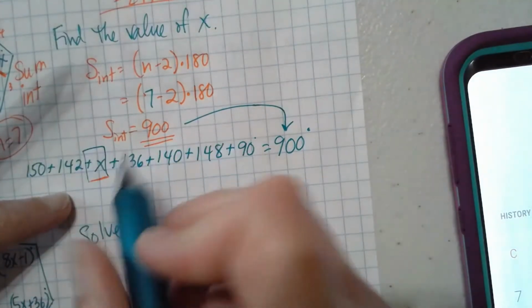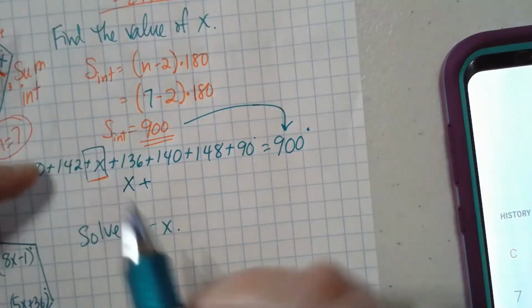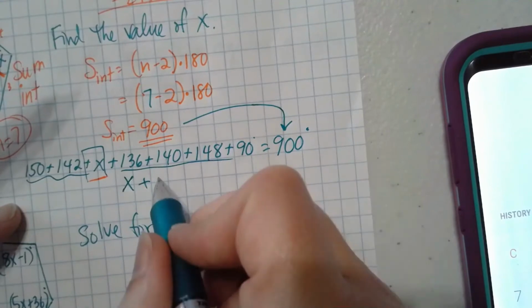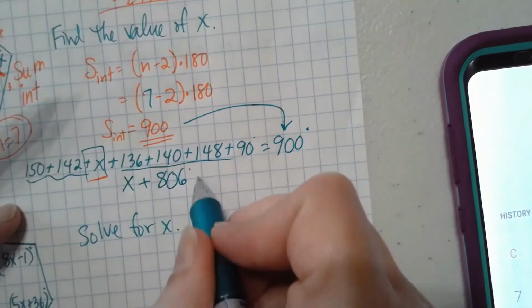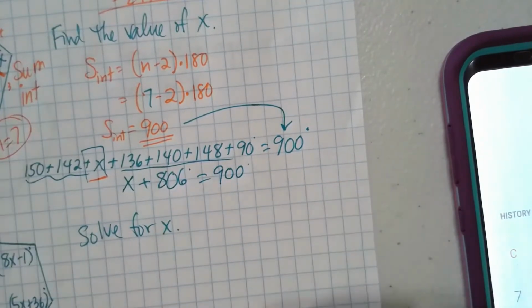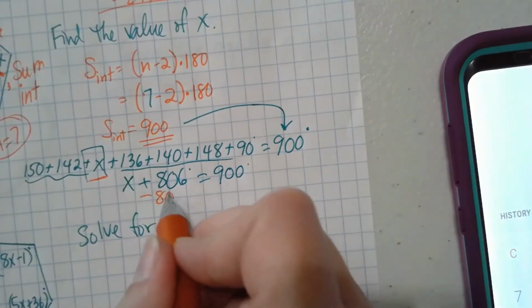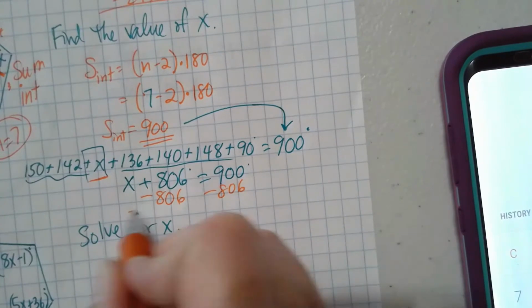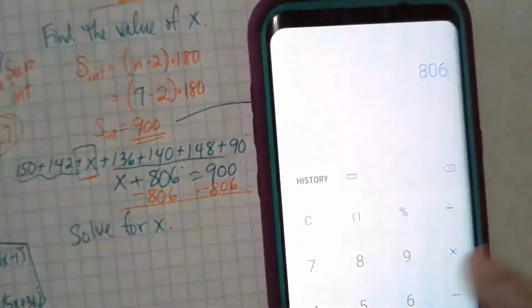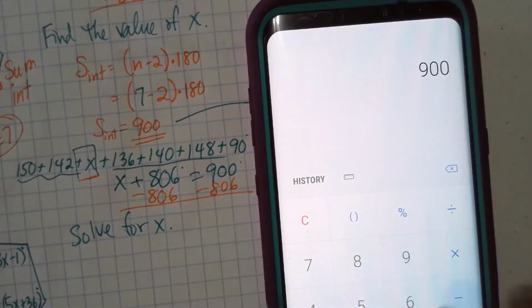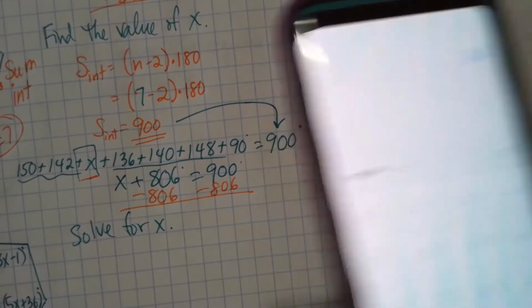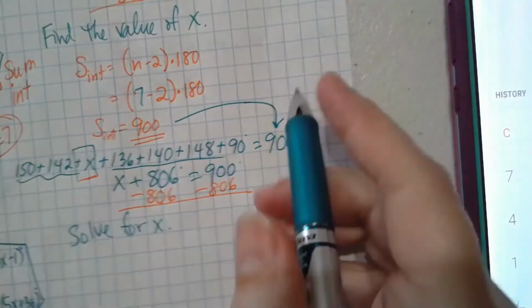So this x that we don't know, plus all the rest of this stuff, which we said was 806, has to equal up to 900 degrees. So how much more is x going to need to be so that we get all the way up to that 900? 900 take away 806 leaves us with 94.